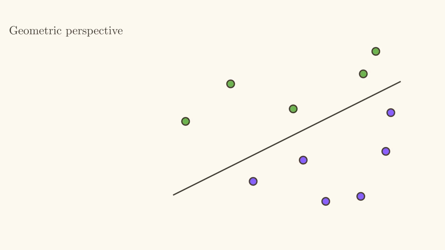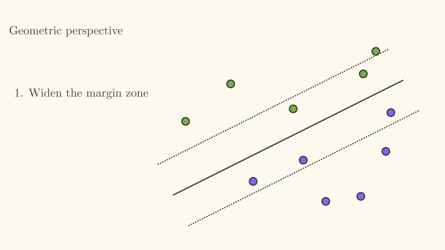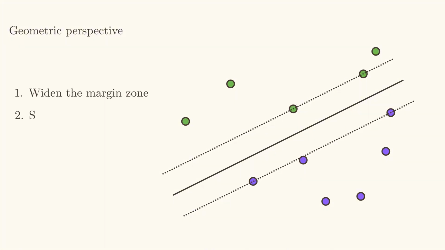From a geometric perspective, we try to achieve two things when training an SVM classifier: ensuring that the margin zone is as wide as possible, and separating the classes correctly by the margin zone. Given things are so simple as in the current example, we can turn the two goals into mathematics as follows.